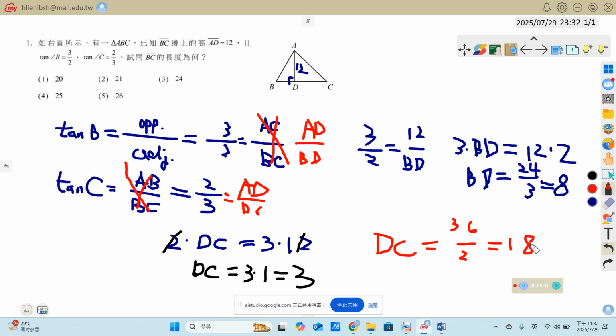Now you have the lengths of BD and DC. The problem asks for the length of BC. Looking at the diagram, how are BD, DC, and BC related? BC equals BD plus DC. Exactly. BC is equal to BD plus DC. You've already found BD and DC. What is the sum of those two lengths? 26.